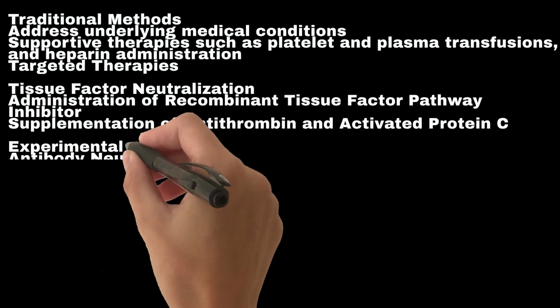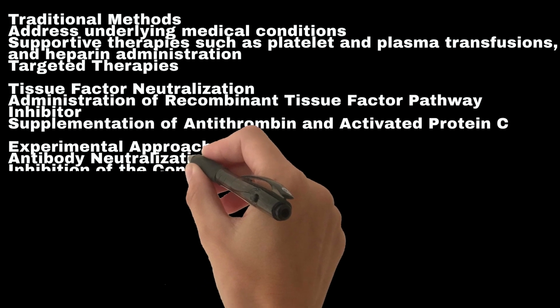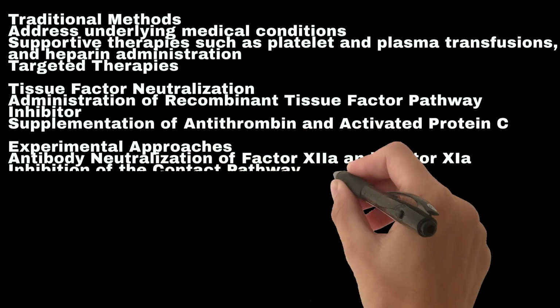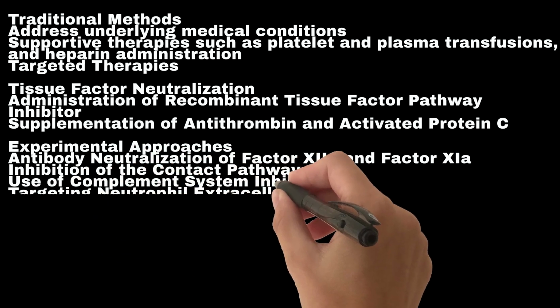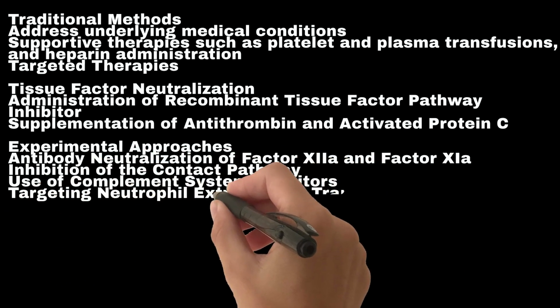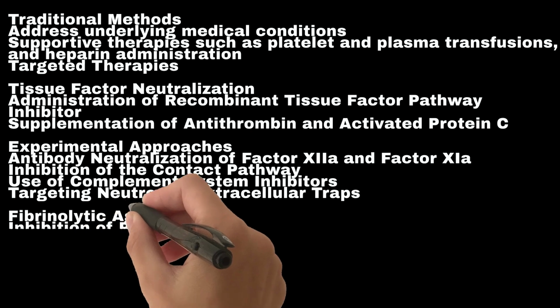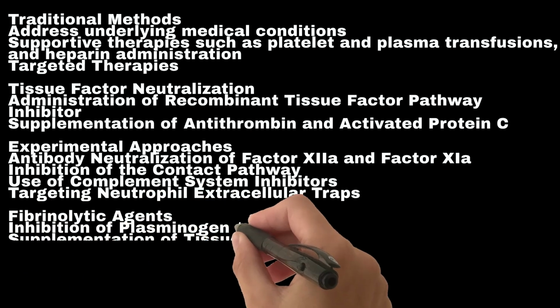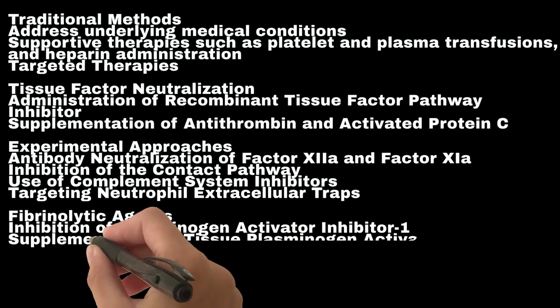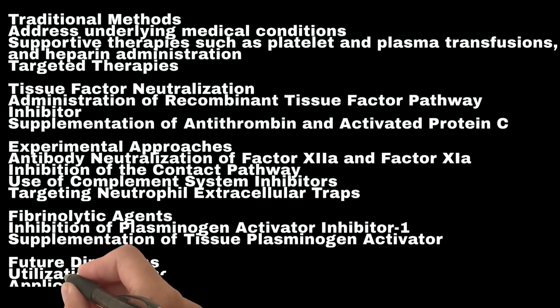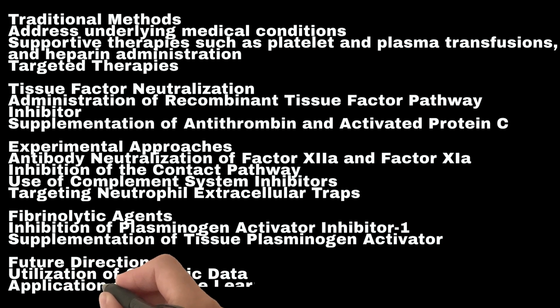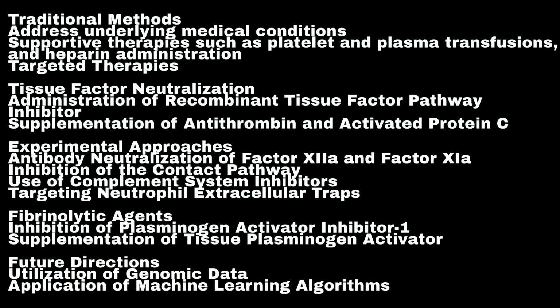Experimental approaches are: antibody neutralization of factor XIa and factor XIIa, inhibition of the contact pathway, use of complement system inhibitors, targeting neutrophil extracellular traps, fibrinolytic agents, inhibition of plasminogen activator inhibitor-1, supplementation of tissue plasminogen activator. Future directions are utilization of genomic data and application of machine learning algorithms.